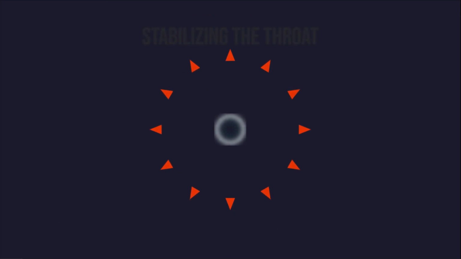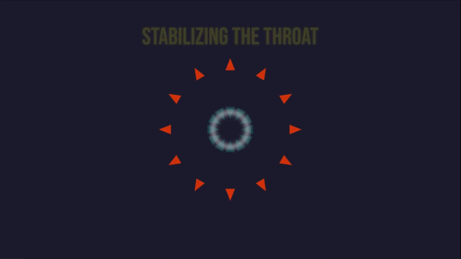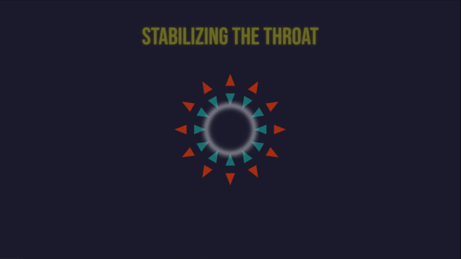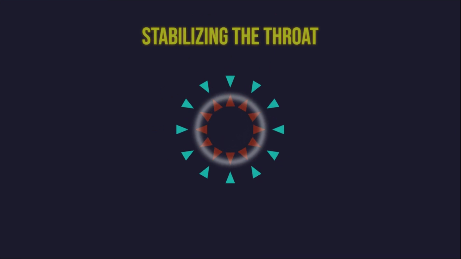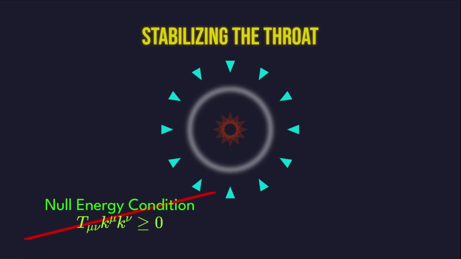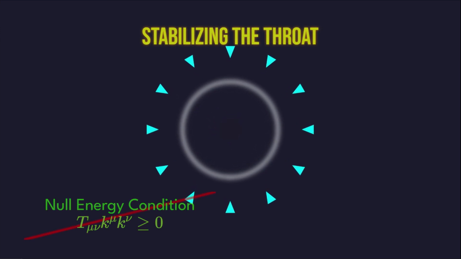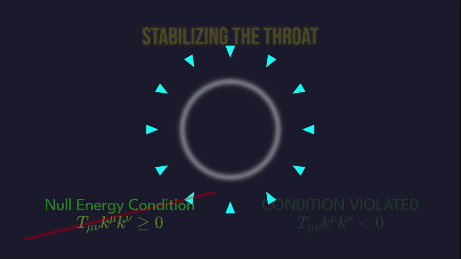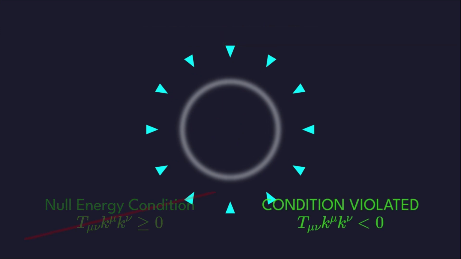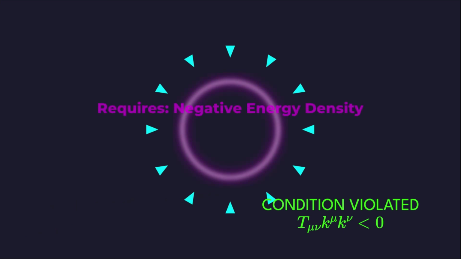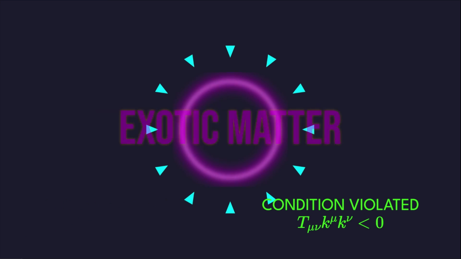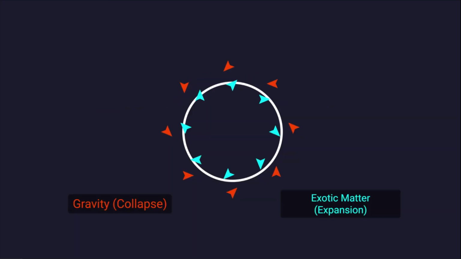To create a stable, traversable wormhole, the throat must be held open against the immense gravitational forces attempting to collapse it. This stabilization requires a violation of the Null Energy Condition, which states that for any null vector, the energy density measured by an observer moving along that path must be non-negative. Violating this condition means the stress-energy tensor must contain regions of negative energy density. This hypothetical substance is termed exotic matter.